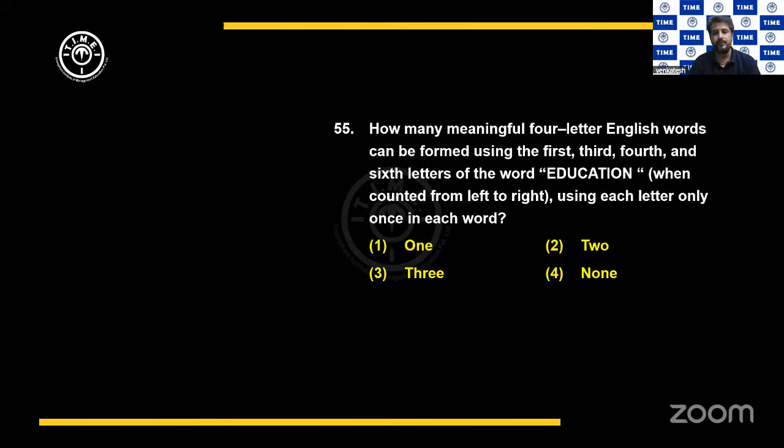Now, how many meaningful four-letter English words can be formed using the first, third, fourth, and sixth letters of the word education when counted from left to right, using each letter only once in each word? Okay. First, third, fourth, and sixth letters. The given word is education.